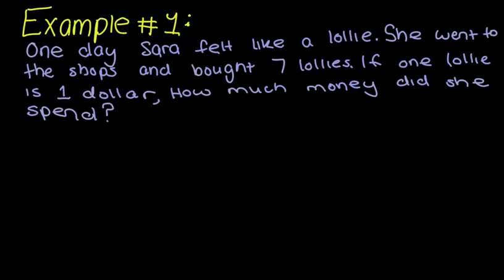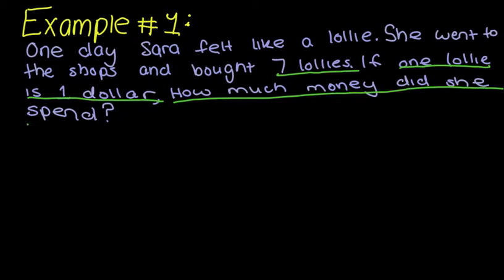Example number 1. One day Sarah felt like a lolly. She went to the shops and bought 7 lollies. If one lolly is $1, how much money did she spend? So, if we carefully look into the question, over here it says 1 lolly is $1. And Sarah bought 7 lollies. The question says, how much money did she spend?